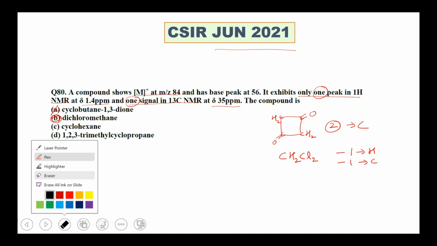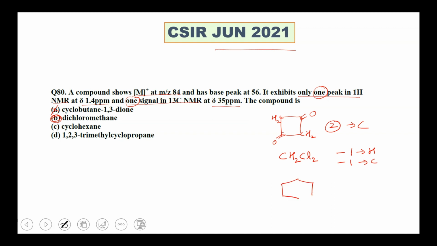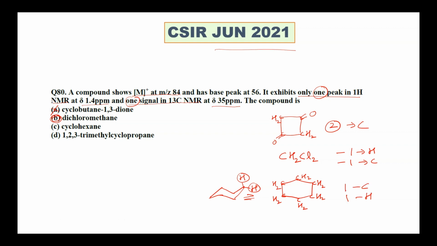The next one is cyclohexane. Cyclohexane has all CH2, they all are identical, they all give rise to only one signal. And if I also write it in the chair form, you'll have the axial hydrogen and equatorial hydrogen. But since they are rapidly flipping, I cannot differentiate axial and equatorial for this flipping cyclohexane system. So all the CH2 will be identical. So I'll get one carbon signal and one hydrogen signal here also. So that also comes close to what we are thinking.